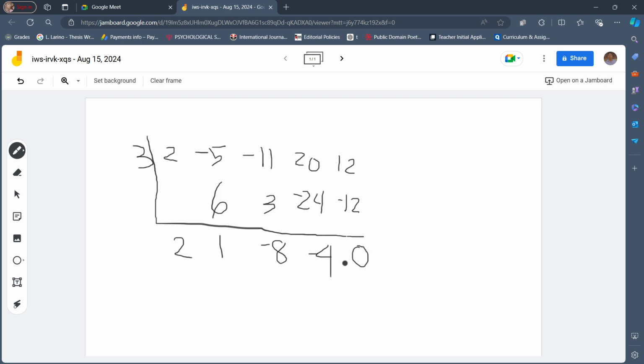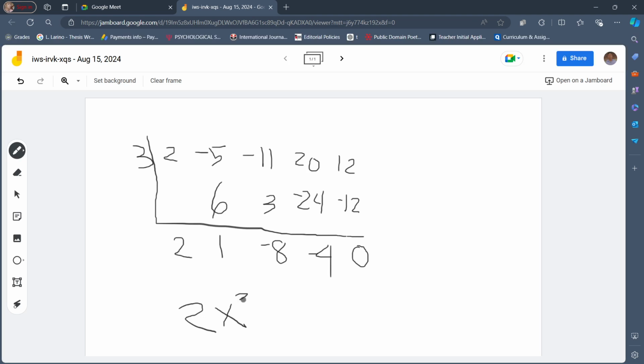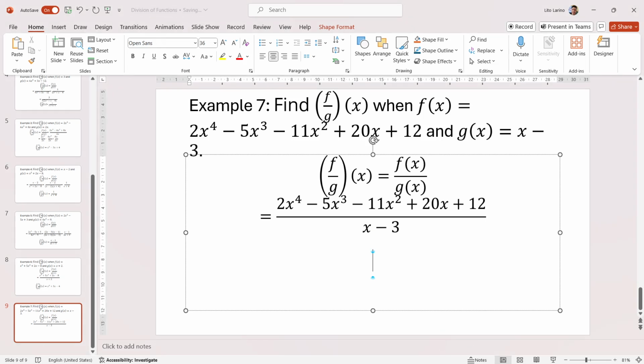So this is the remainder 0, the constant, and then the coefficients. Let's write it down. Again, 2, and the degree is 1 degree lower than our dividend. We have x to the fourth, so this is x cubed, minus this is x squared, no need to write 1, minus 8x, and then the constant minus 4. Thus, the quotient when f of x is divided by g of x is 2x cubed minus 8x squared minus 8x minus 4. Let's write it down here.